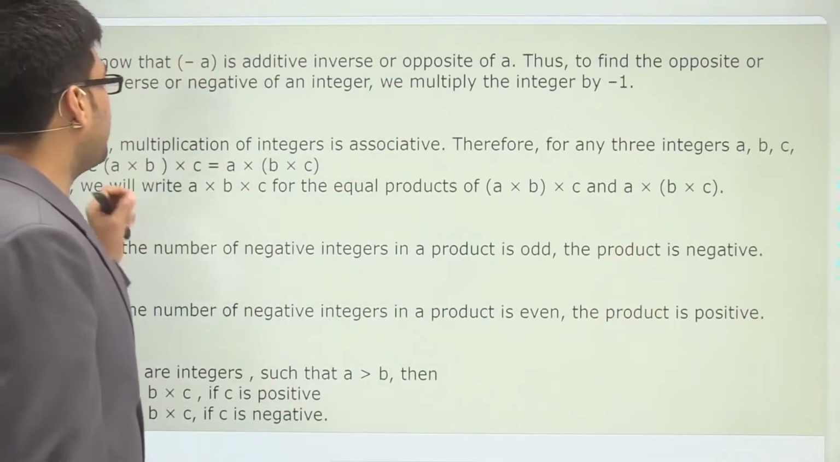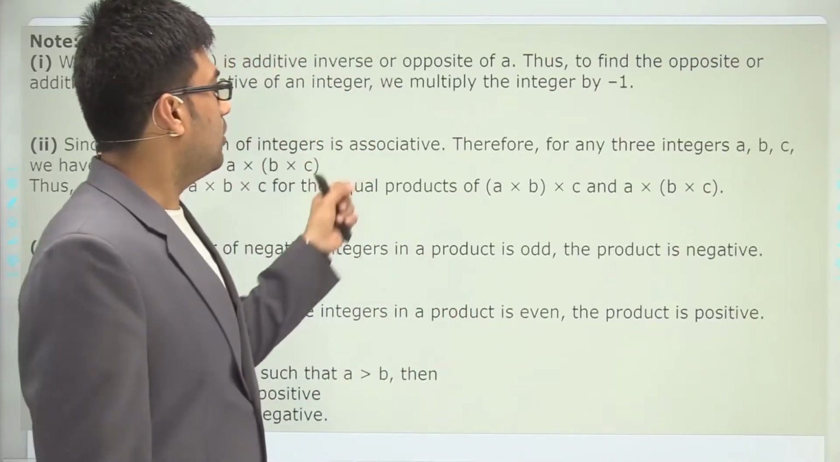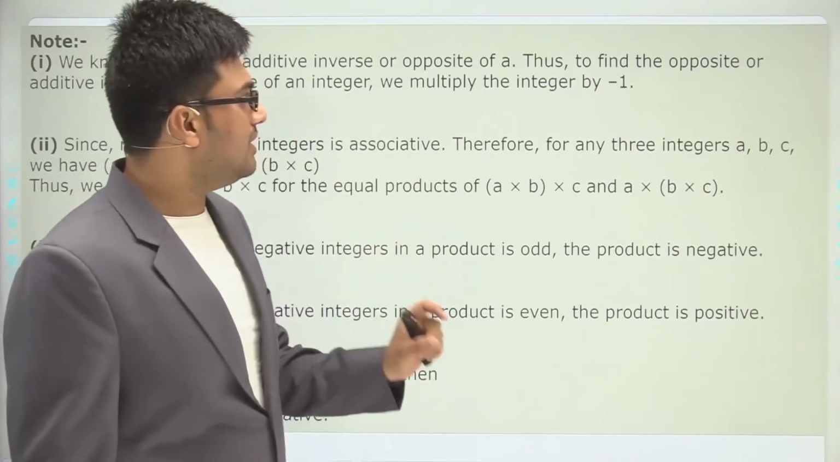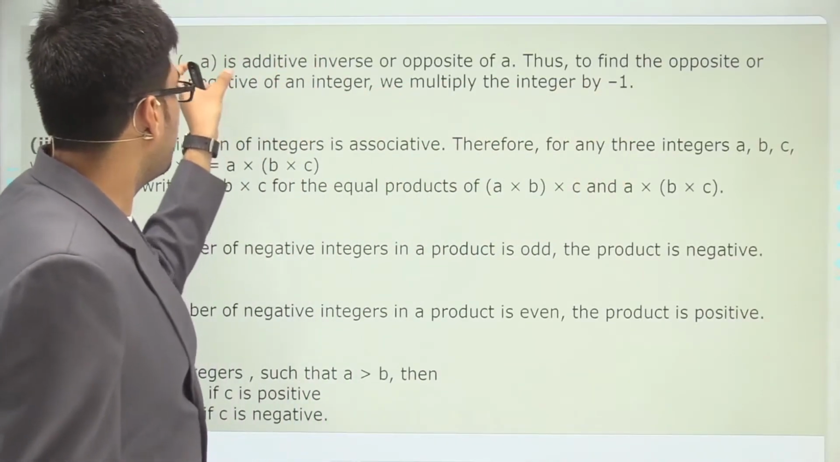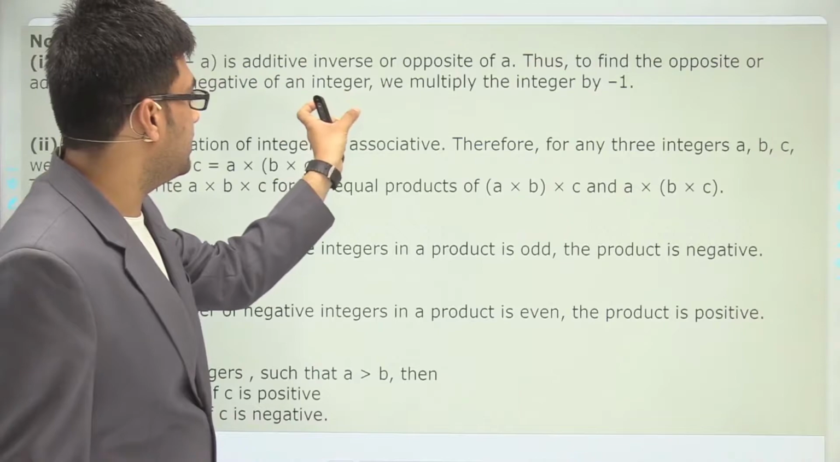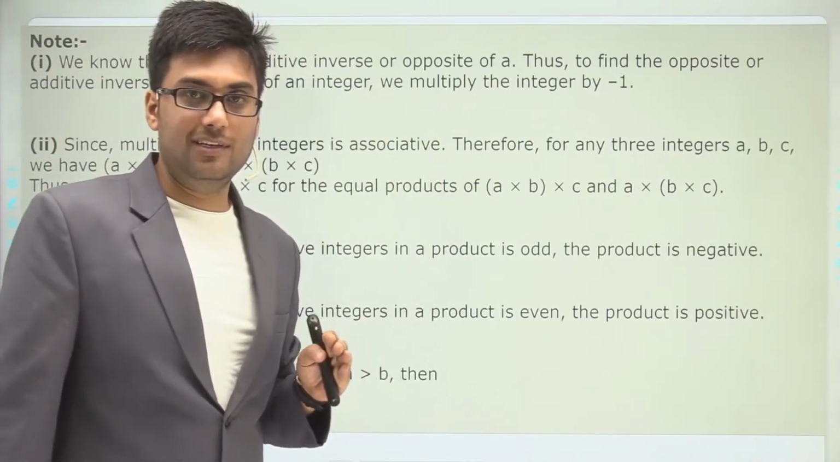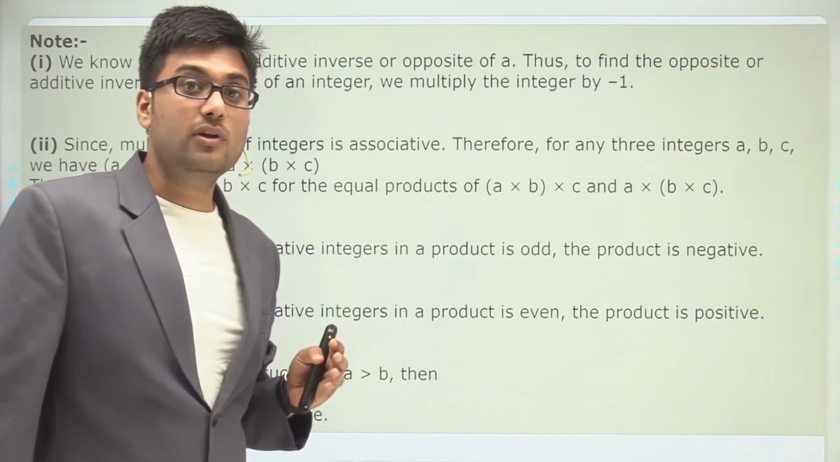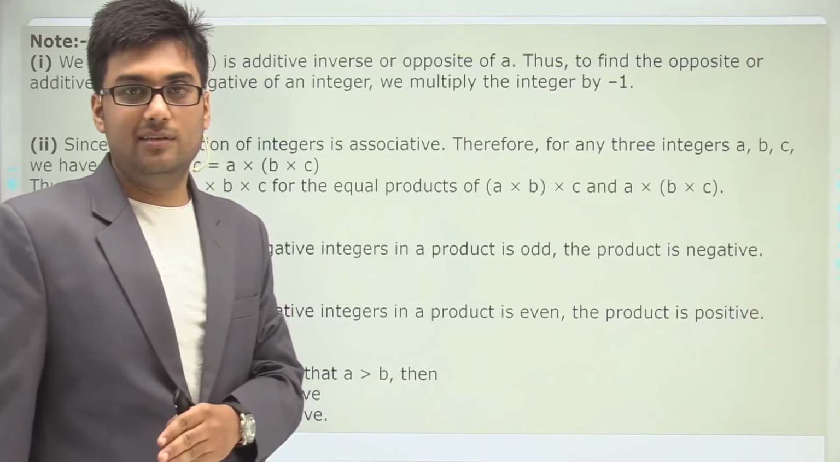So students, now let's discuss one more important point here. We know that minus a is what? Minus a is the additive inverse or opposite of a. That's why, to find the opposite or additive inverse or negative of an integer, we multiply the integer by minus 1. Clear? The negative of 3 is what? 3 multiplied by minus 1, that is minus 3.